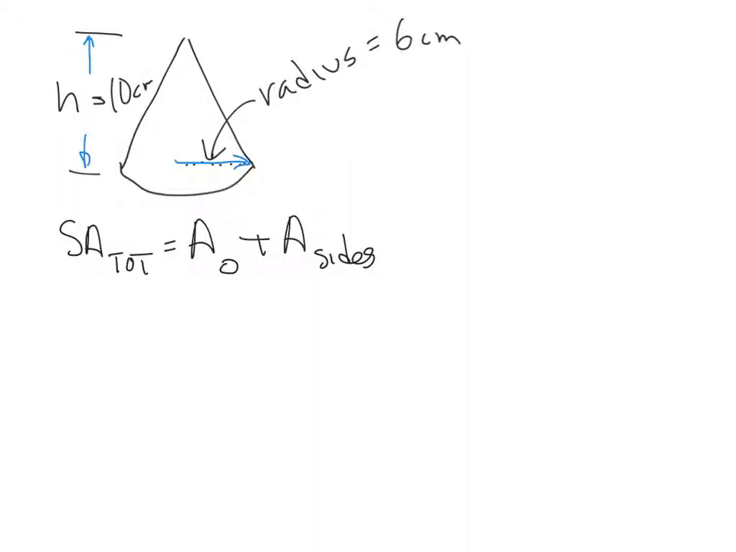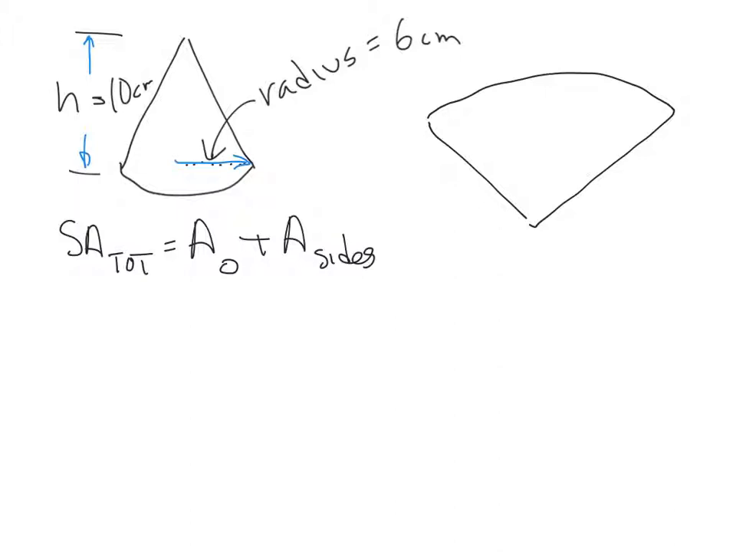Now that's a bit more of a challenge. So let's take a look at how this lays out. If you were to make a piece of paper to fit over this cone, you would wind up getting a fan shape.